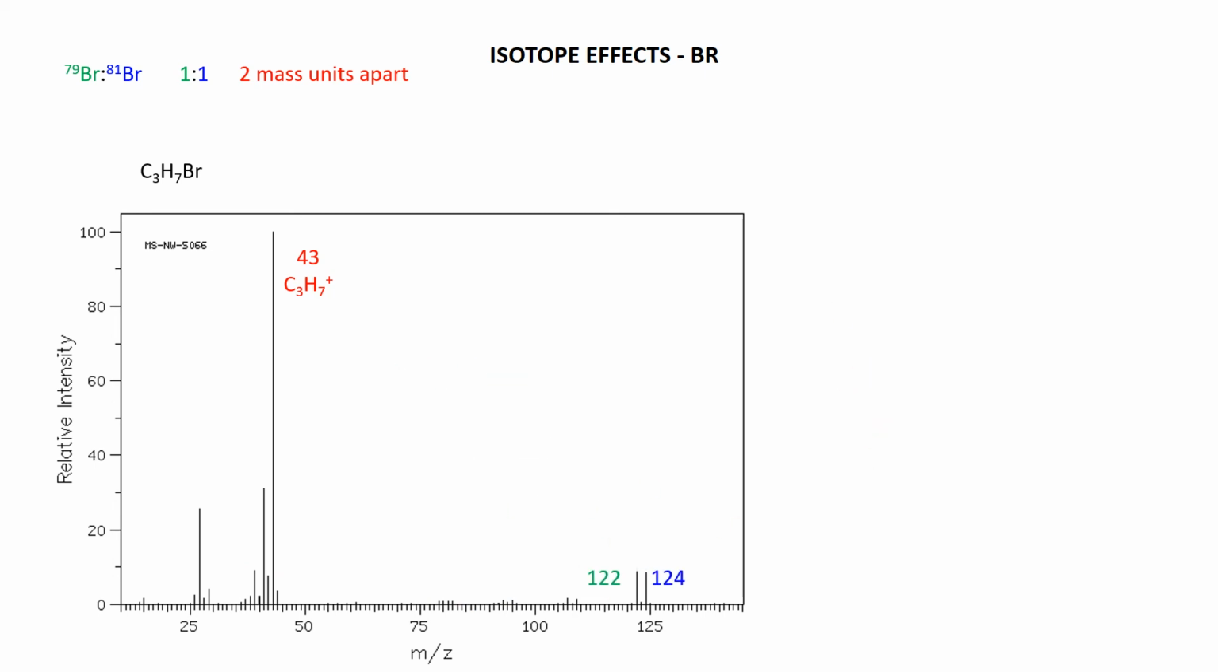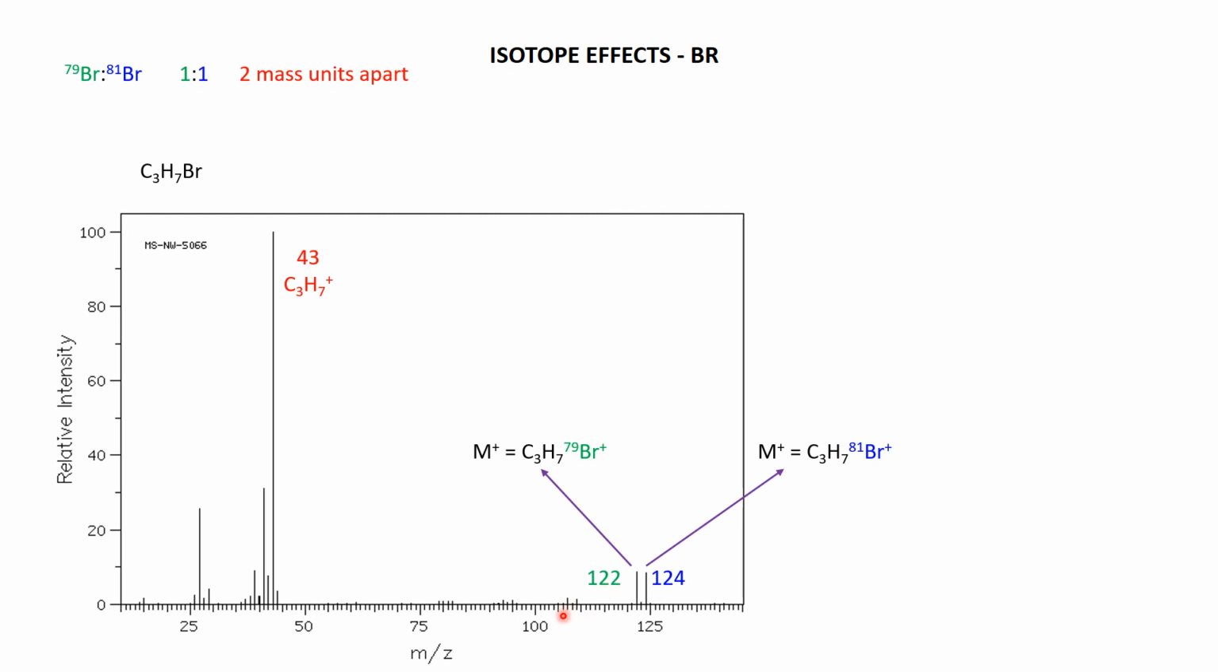These are the molecular ions at 122 and at 124. 122 is C3H7, that's 43, plus bromine-79. 43 plus 79 is 122. And then 2 higher, 124, 43 plus 81. Equal heights, 2 apart. Now, of course, if I wanted to really squint, 122 minus 15 is 107.